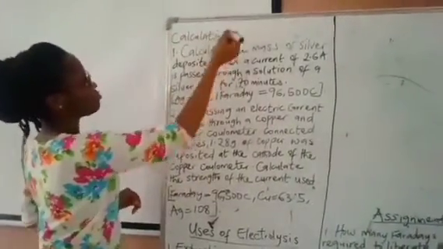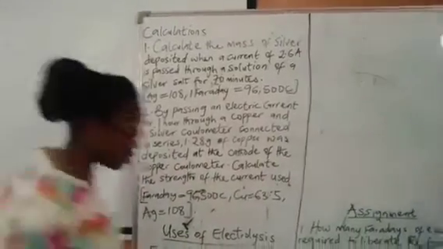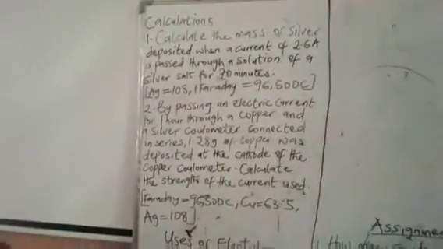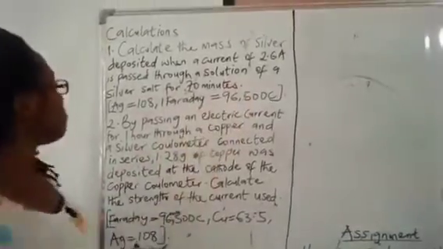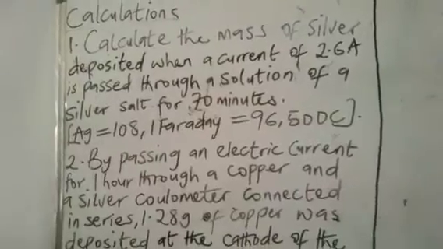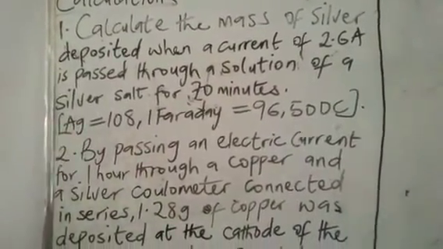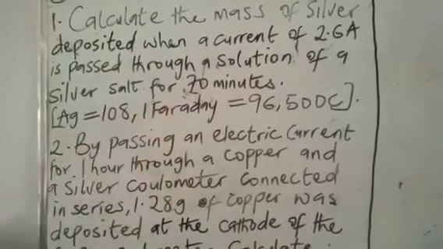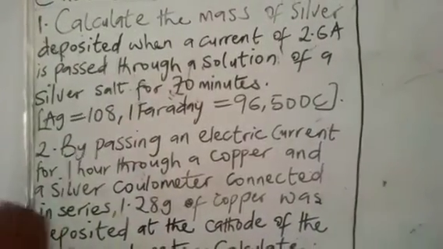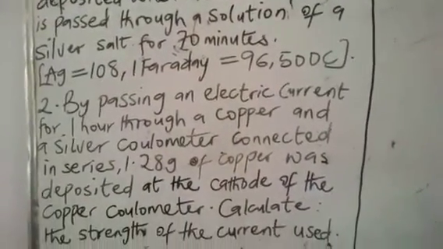The first calculation we are going to be looking at today is: calculate the mass of silver deposited when a current of 2.6 amperes is passed through a solution of a silver salt for 70 minutes. We have the value of silver to be 108, and 1 Faraday, as I told you earlier, according to Michael Faraday, is 96,500 coulombs. Now let's solve this.